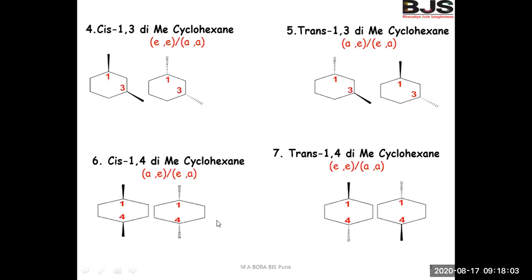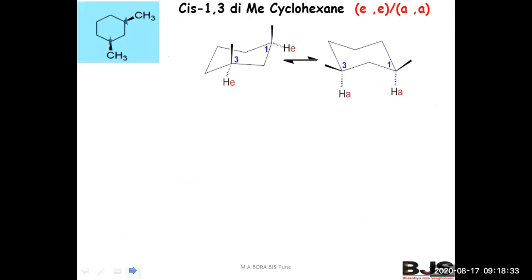Similarly, in cis 1,4-dimethyl cyclohexane, where both the methyls are either beta or alpha, the relation comes to be axial-equatorial or equatorial-axial. Whereas trans 1,4-dimethyl cyclohexane shows the relation as diequatorial or diaxial. So let us see now more details about these molecules and talk about the energy calculations and stability.